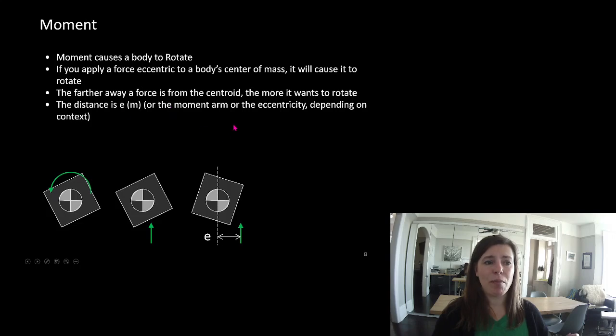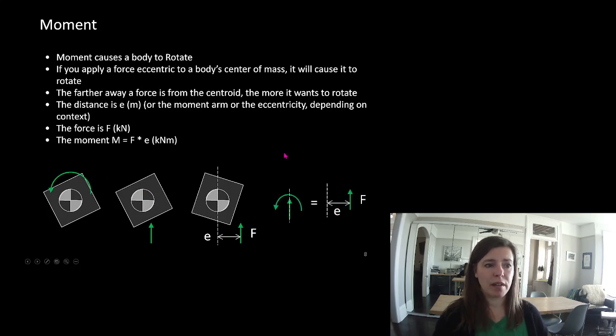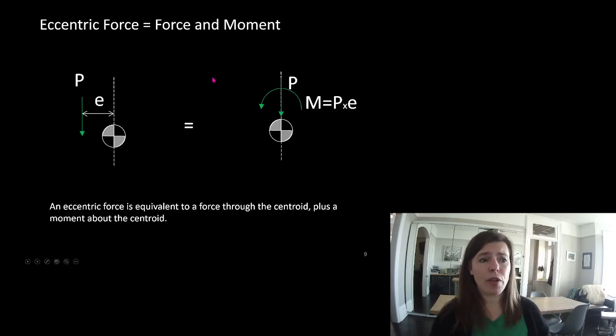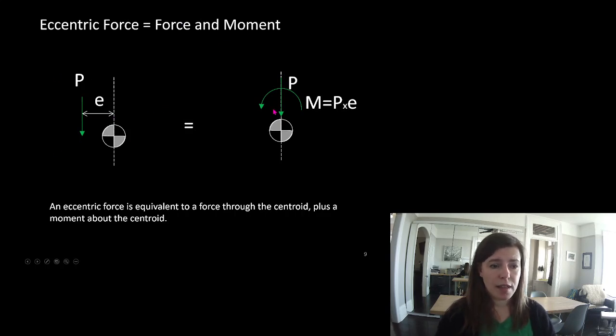The distance is E, or the moment arm, or the eccentricity, depending on the context. So we have a distance that impacts the moment, and the value of the force impacts the moment. The force is F, and it looks like a combination of E and F could equal our moment. Moment M is the equivalent of the force times the eccentricity. So this force with a moment is the same thing as a force with eccentricity. Both of these will cause it to slide and spin. So an eccentric force equals a force and a moment, where M is P times E. An eccentric force is equivalent to a force through the centroid plus a moment about the centroid.